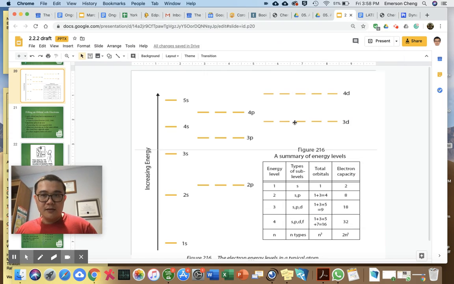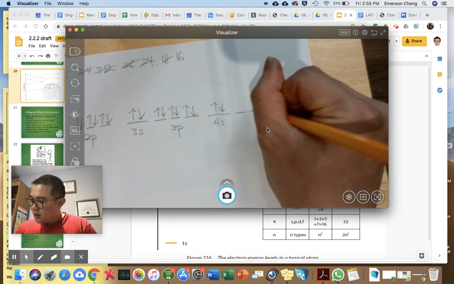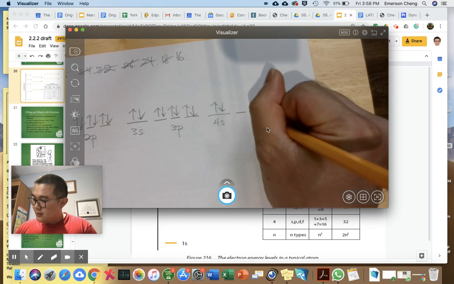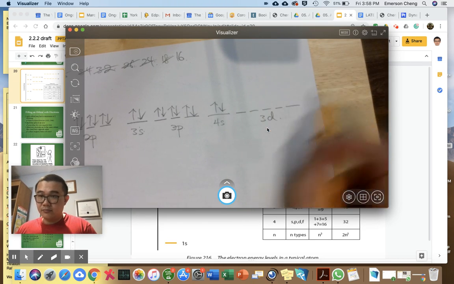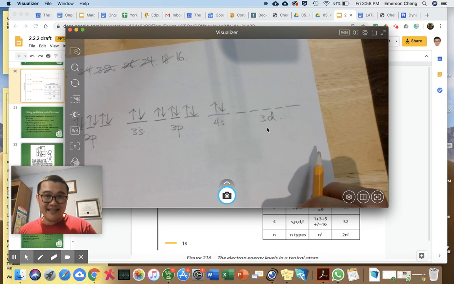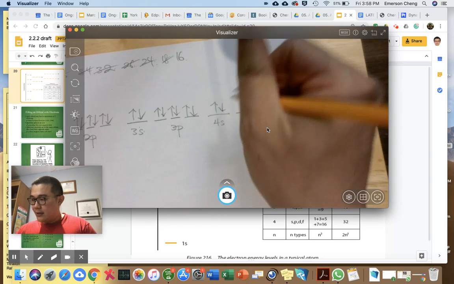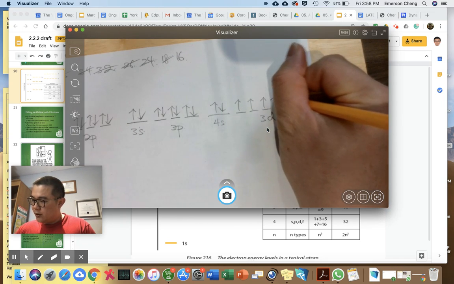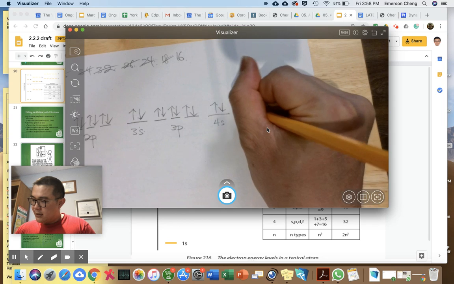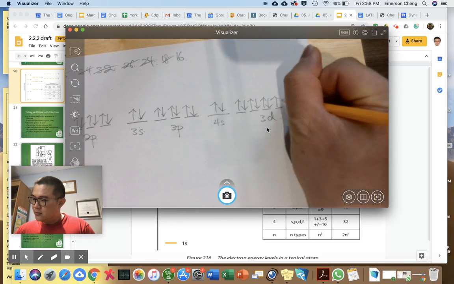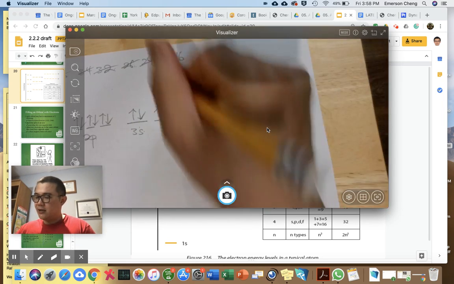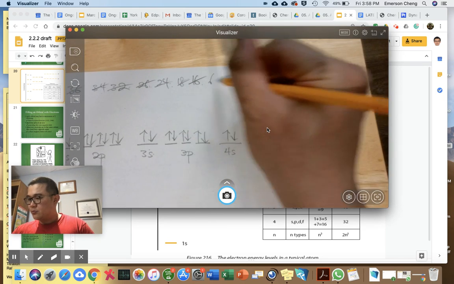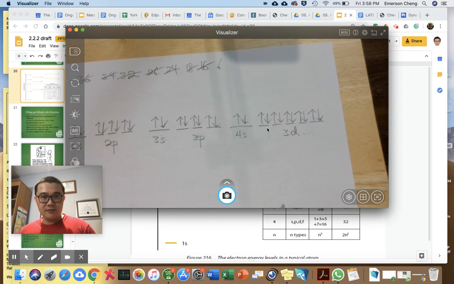Now 3d has 5 slots here. So 1, 2, 3, 4, 5. Now 3d can accommodate up to 10 electrons. So in this case, again, 1, 2, 3, 4, 5, 6, 7, 8, 9, 10. 10 electrons. So now I have 6 more.